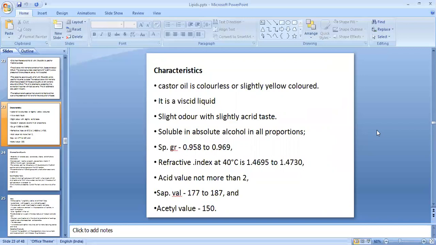And when you see the standards of castor oil, the specific gravity is 0.958 to 0.969, with a refractive index at 40 degrees of 1.4695 to 1.4730, and the acid value is not more than 2, saponification value between 177 to 187, and acetyl value is 150. These are all the standards to which it has to comply.